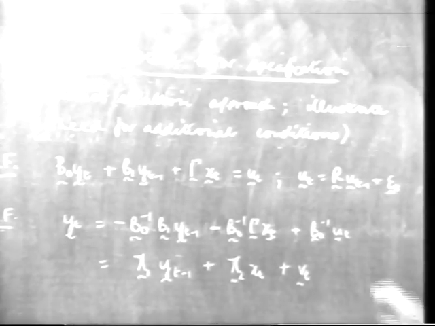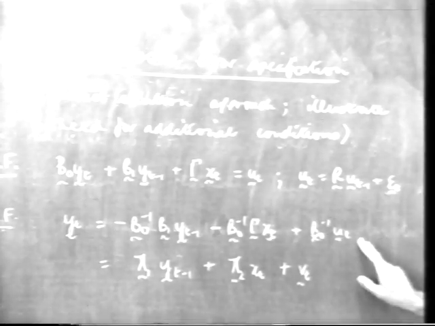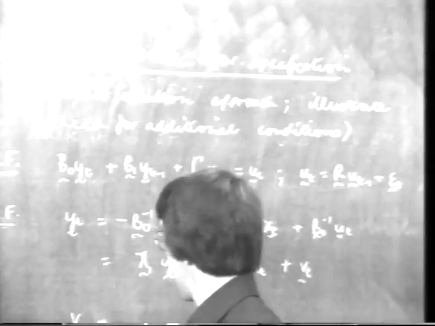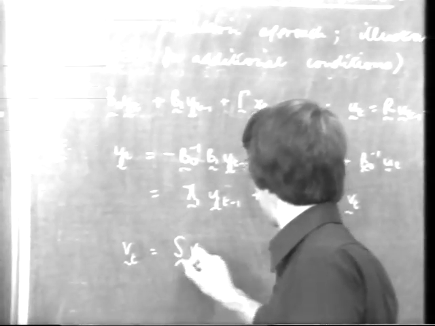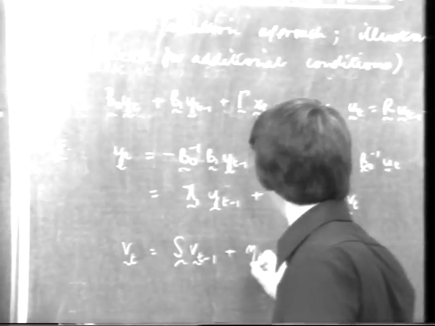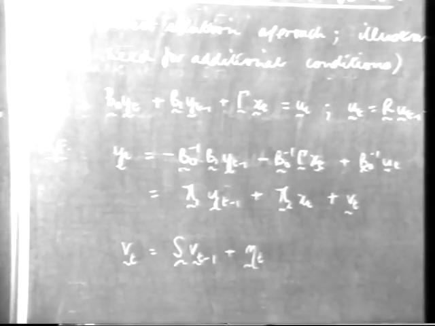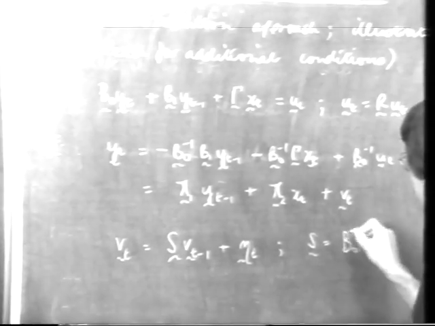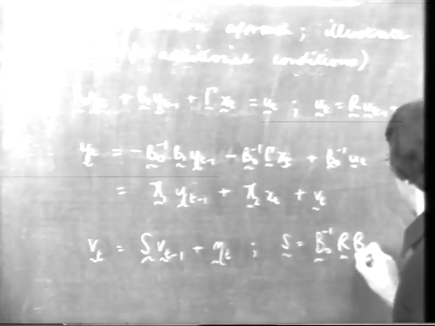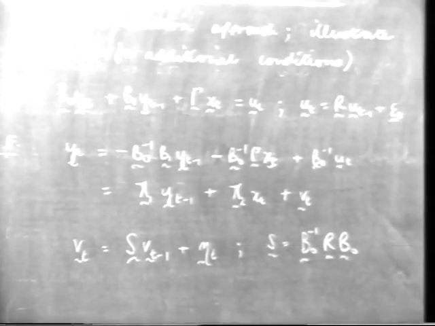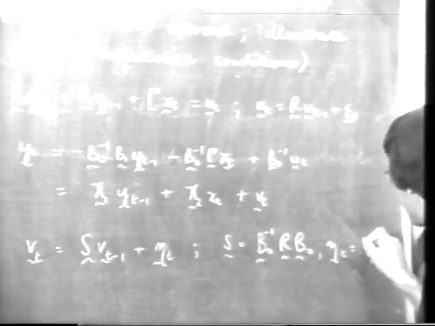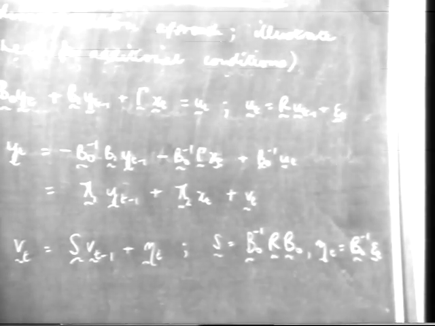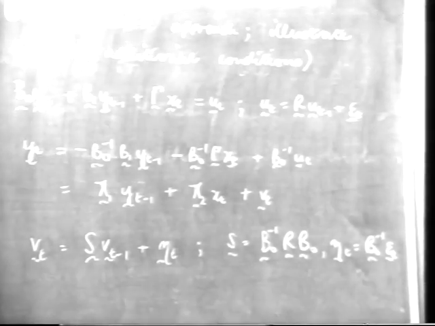And vt, again, of course, being based upon the structural disturbance ut, which is first order autoregressive, vt itself is first order autoregressive. Vt, we might say, is equal to, say, S vt minus 1 plus some disturbance of a white noise kind, e to t. And S is B0 inverse R B0. Got those? Yes, they are the right way around. And e to t is the same transformation, B0 inverse, of the structural innovation, disturbance term innovations. Okay, so that's the reduced form then.